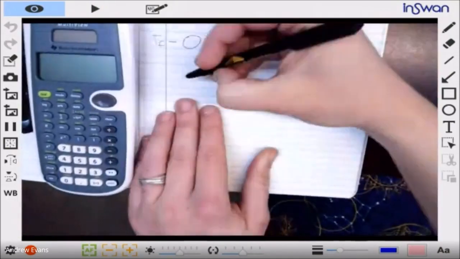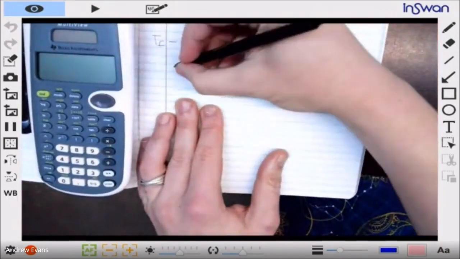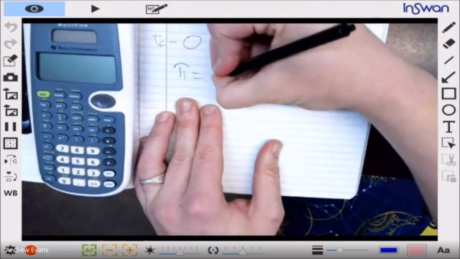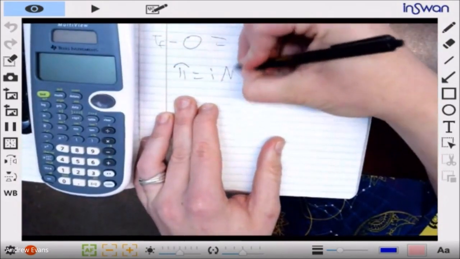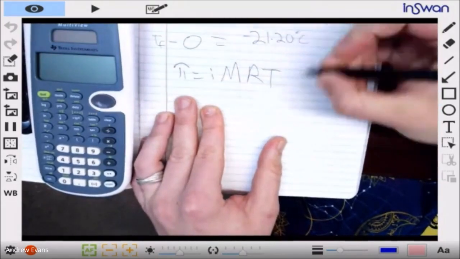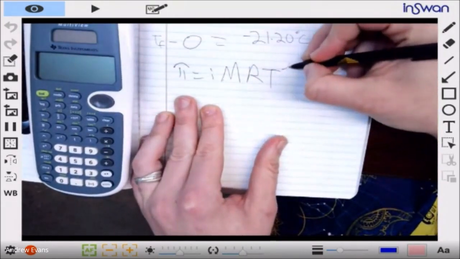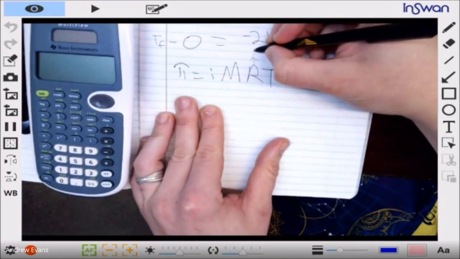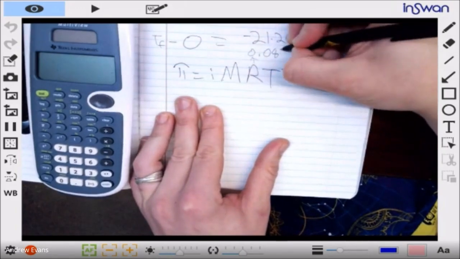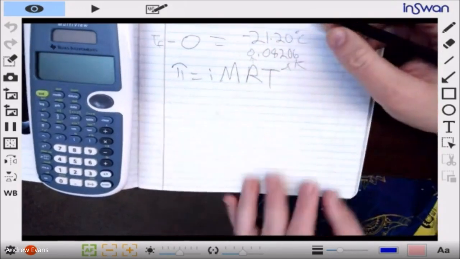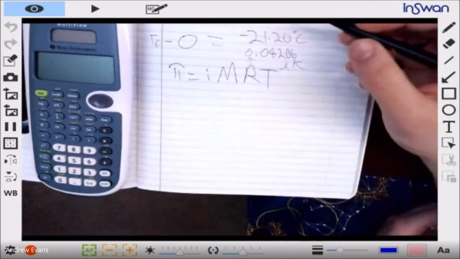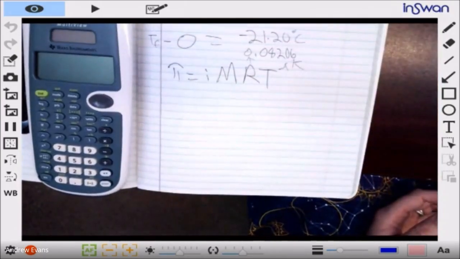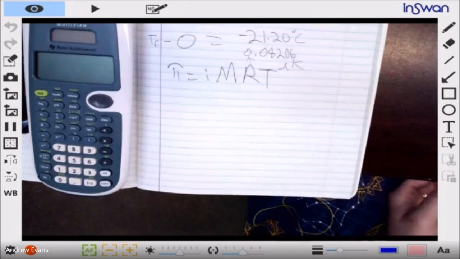Osmotic pressure is pi equals iMRT. T is in Kelvin. R is probably 0.08206, usually given. M is molarity. I just want to look at this real quick.